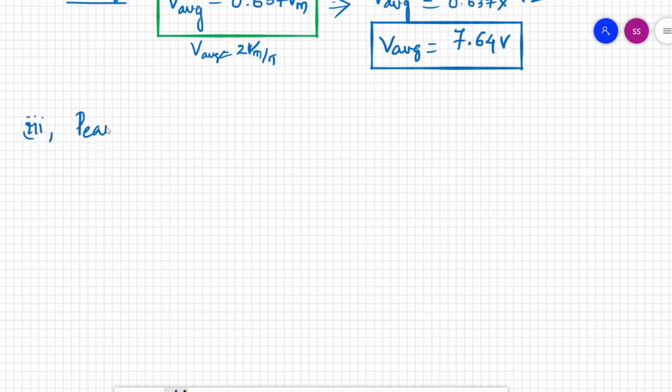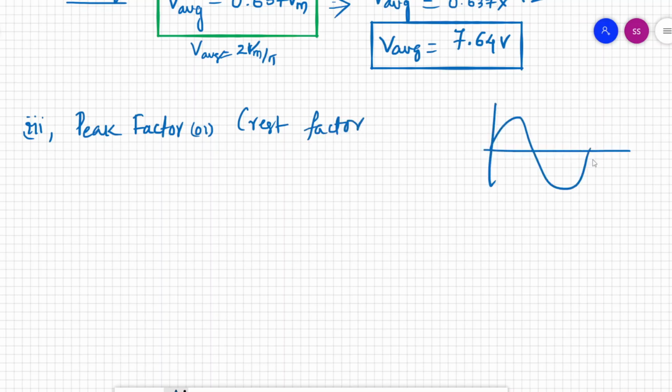What is peak factor? Also called crest factor. So why is it also called crest factor? Here we have a sine wave. Let us assume this as a sine wave. This is what we call the peak value, right? And this is also called the crest. This point is called the crest. That's why it is called crest factor.